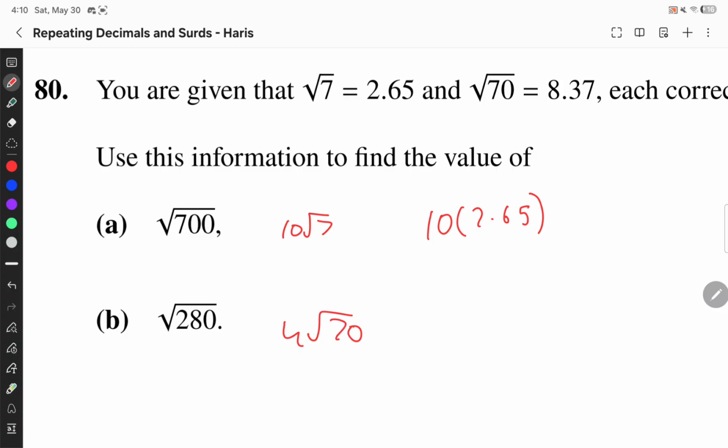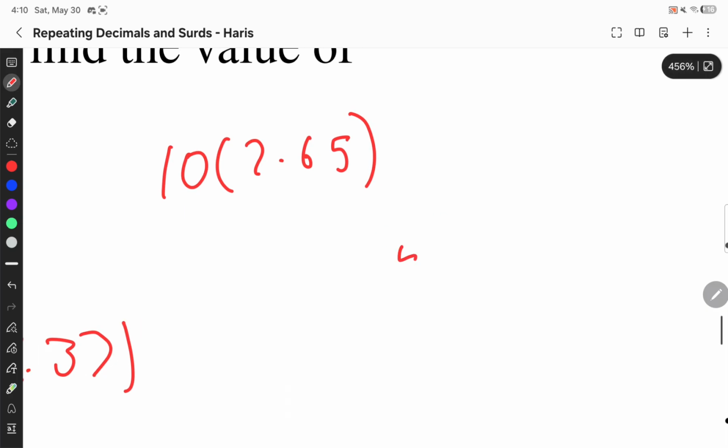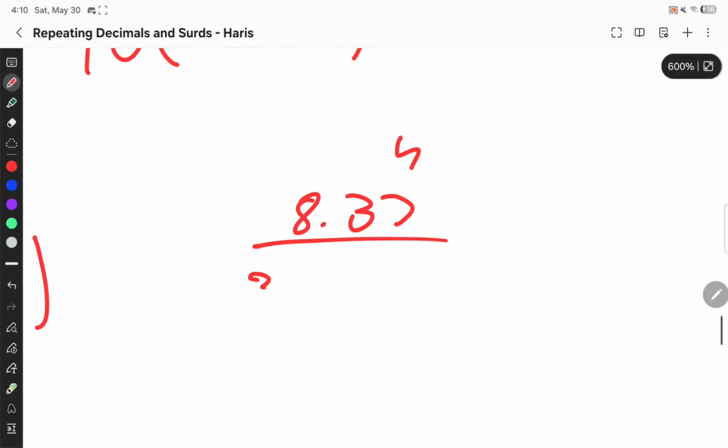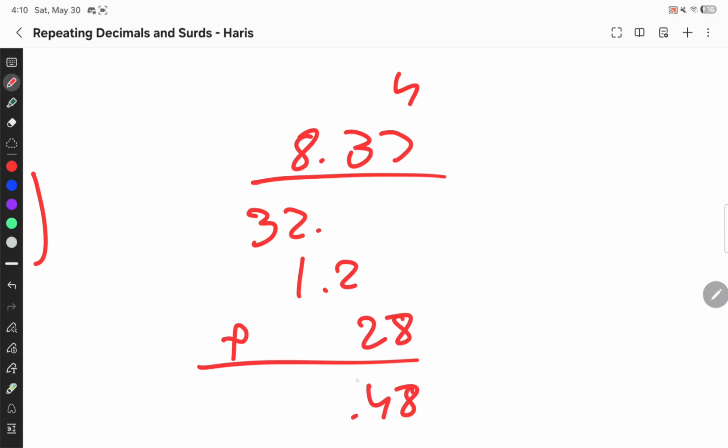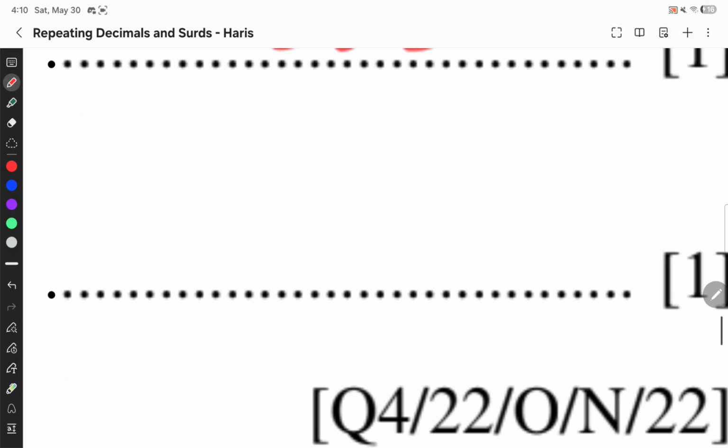This is 4 root 70. Root 70 is equal to 8.37, and multiply this by 4. We get 32.3, 12, and 7 is 28. 33.48.